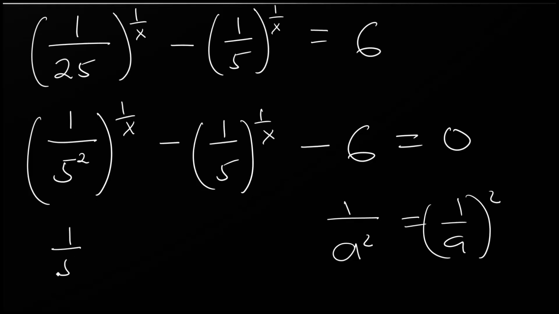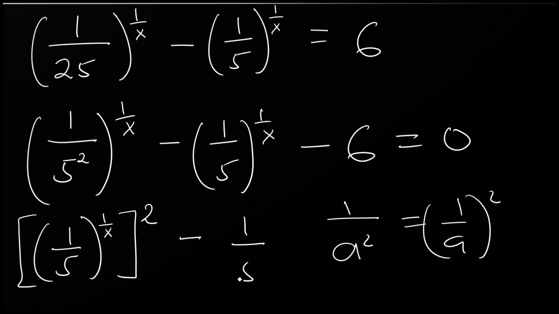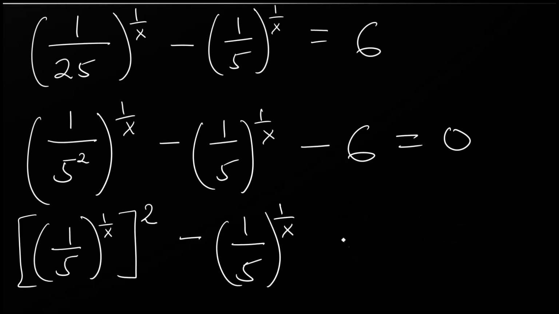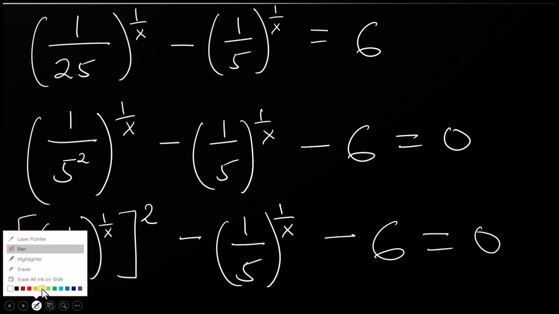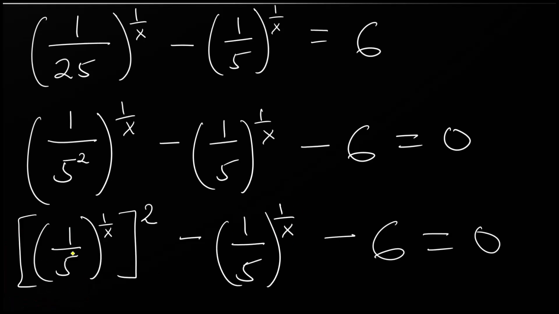So we have 1 on 5 raised to 1 on x. So let's take it out: squared, minus 1 on 5 raised to 1 on x, minus 6 equal to 0. Now let's be very careful here. So we have created this one here, so we have this one in common.